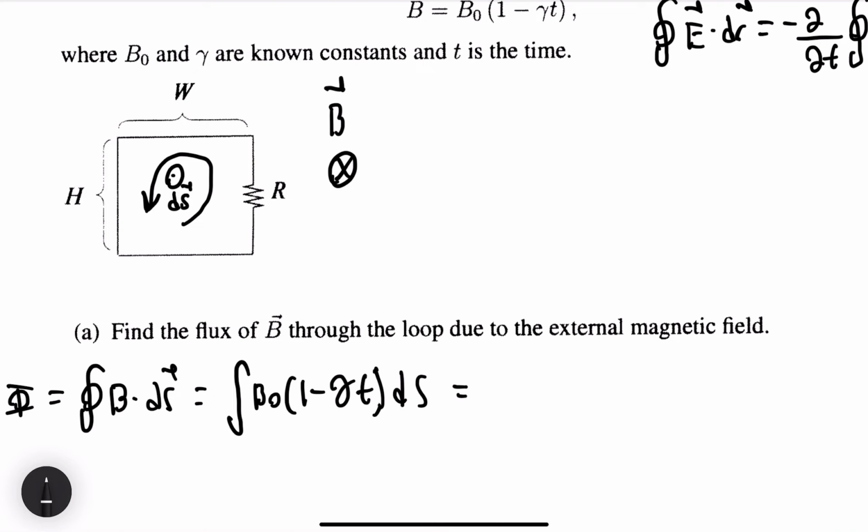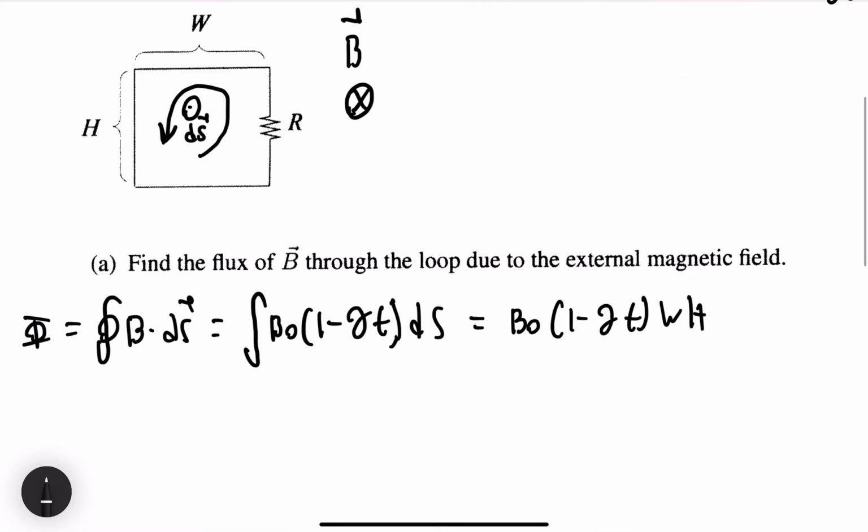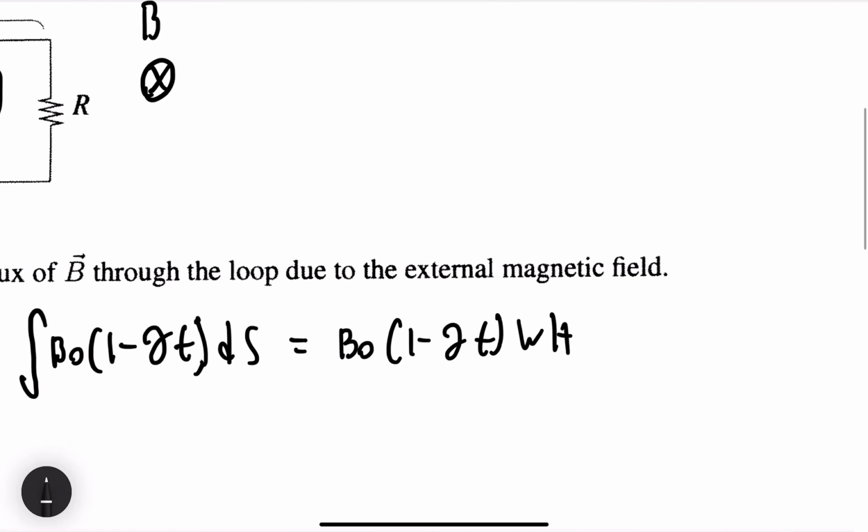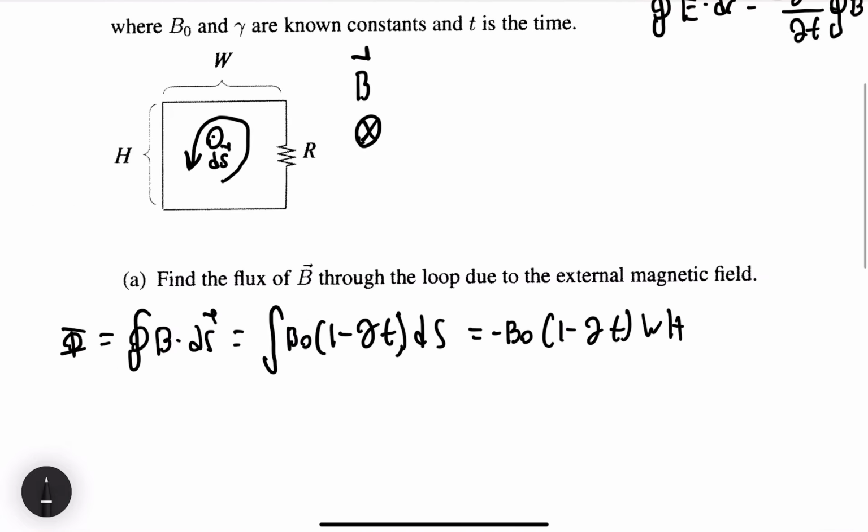So then I would have B naught (1 minus gamma t), and the integral of ds is just the area, which is WH. Now, to determine if it's positive or negative, the magnetic field is pointing into the page. By convention, I said that ds is pointing out of the page, so the dot product is going to be negative. So this is going to be negative.